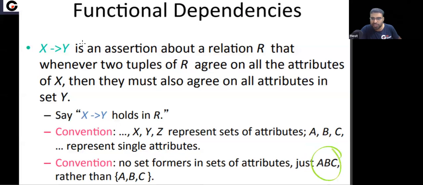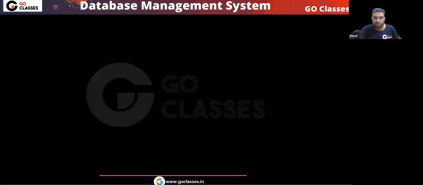So we will just use ABC. But what it means when I simply use ABC is the set containing A, B, and C. Is this clear? Whenever I say ABC, that simply means set containing ABC. This is the notation we will use because this is more convenient.